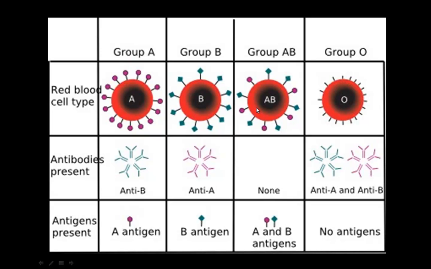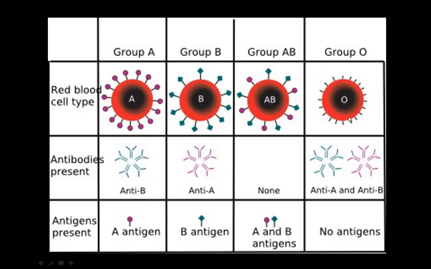Now, someone who has type AB blood can receive either A, B, or AB, and actually O as well, because it doesn't have any antibodies present. So we say that AB is the universal recipient. It can take any of these because it doesn't have those antibodies present.